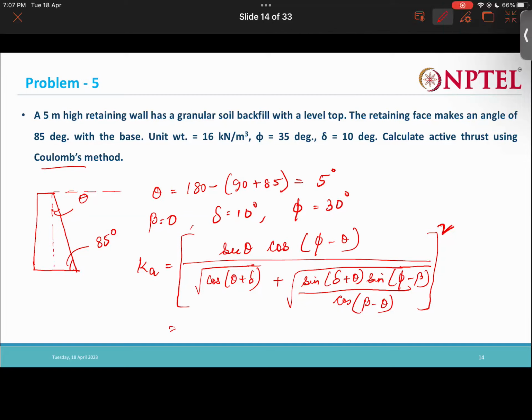Value coming very small, 3.6 into 10 to the power minus 3 almost. Something I made a mistake, I guess. It should come around 0.2 only, because see, 1 minus sin phi by 1 plus sin phi is 0.27. So it should come near that only.